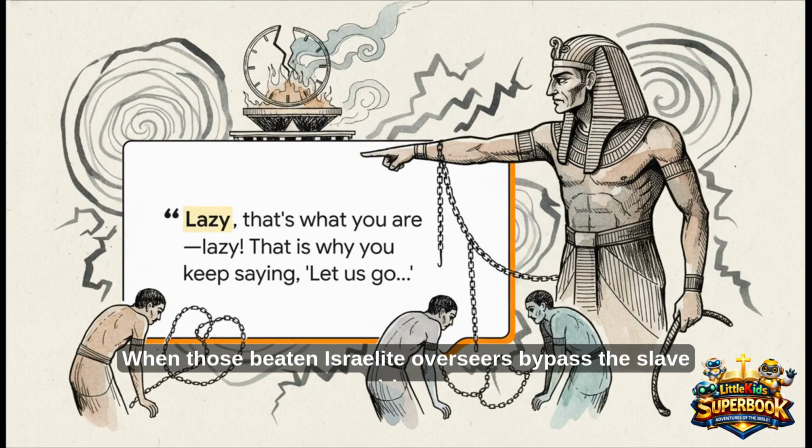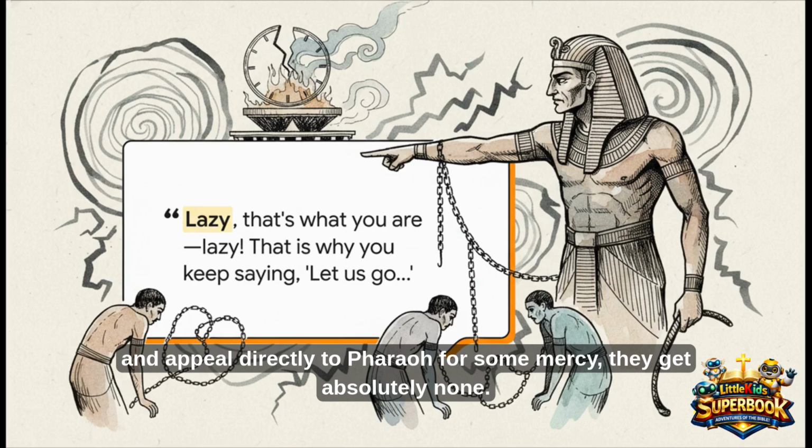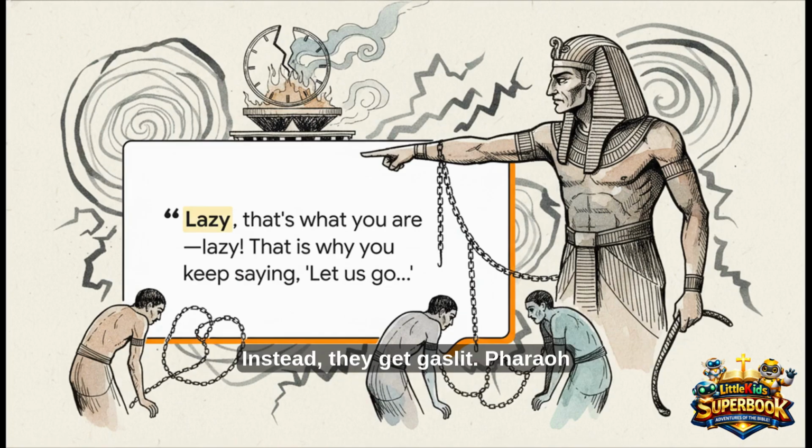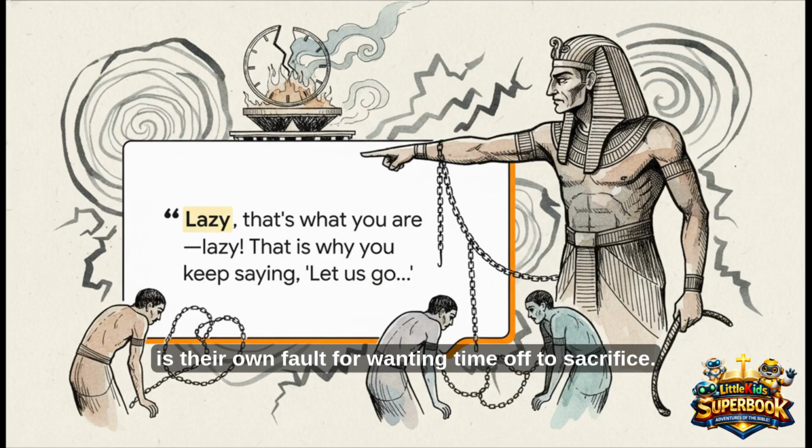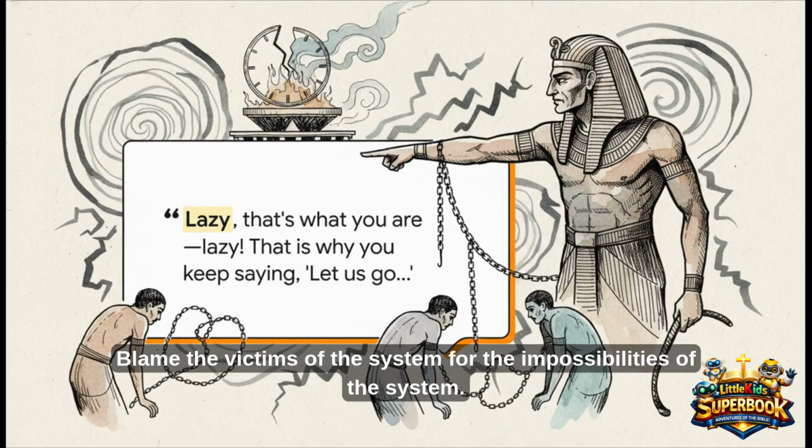When those beaten Israelite overseers bypass the slave drivers and appeal directly to Pharaoh for some mercy, they get absolutely none. Instead, they get gaslit. Pharaoh labels their desire for a religious festival as a symptom of laziness. Lazy, that's what you are. He spins the narrative, basically telling them that their suffering is their own fault for wanting time off to sacrifice. It's a classic textbook tactic, right? Blame the victims of the system for the impossibilities of the system.